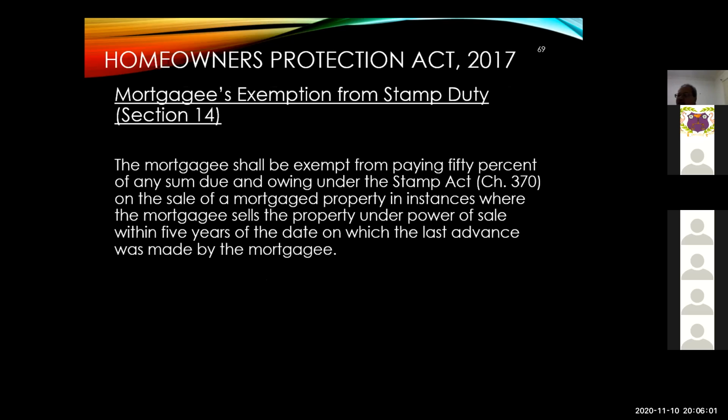Okay. The exemption from stamp duty. The mortgagee shall be exempt from paying 50% of any sum due and owing under the Stamp Act, Chapter 370, on the sale of a mortgaged property in instances where the mortgagee sells the property under power of sale within 5 years of the date on which the last advance was made by the mortgagee. So there's a very small window there. So that relates to where mortgages have gone into default fairly early in the game, because you see it's 5 years from the date of the last advance. Okay.